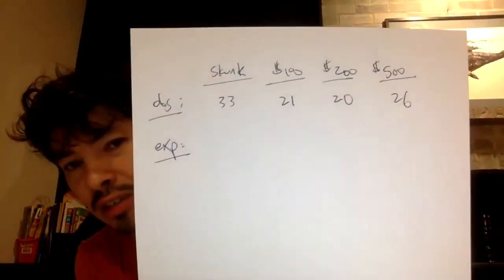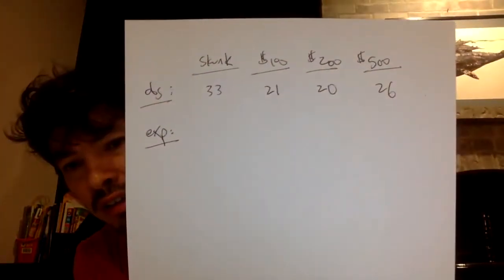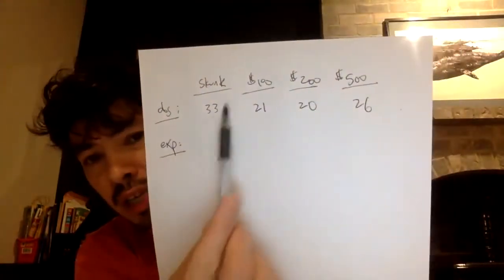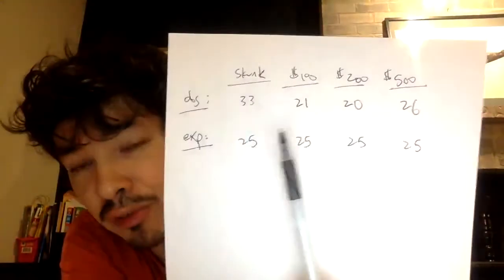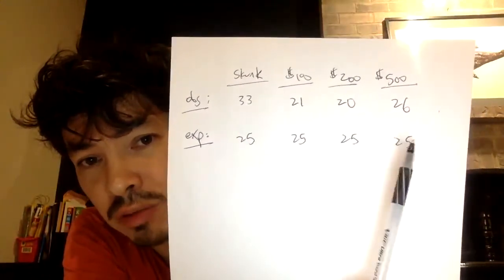So if we observed 33, 21, 20, 26, what would we expect? What would the expected values be if spinning this wheel was 25% for all 4 areas? We'll add those up, right? 33 plus 21 plus 20 plus 26. I got 100. That's nice. Divide it by 4: 25, 25, 25, 25. That's what we would expect if it was a fair spinner.